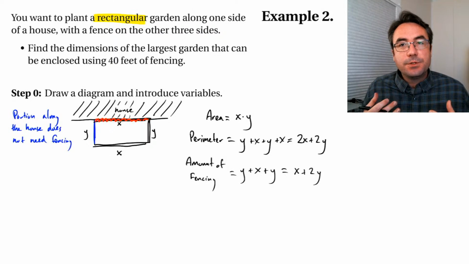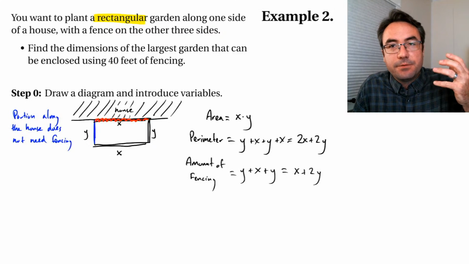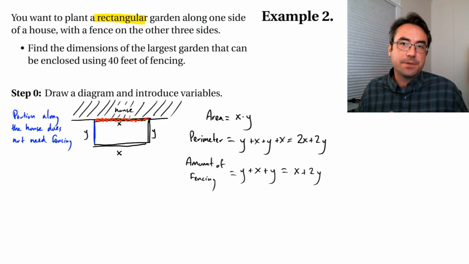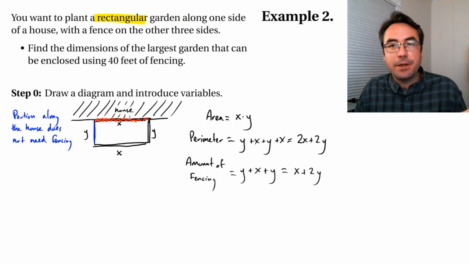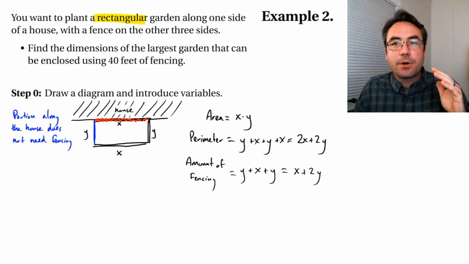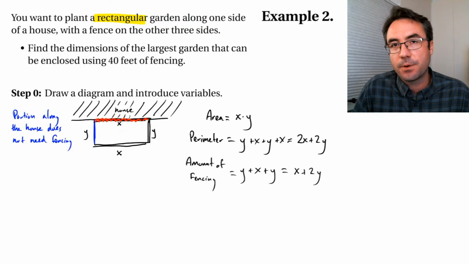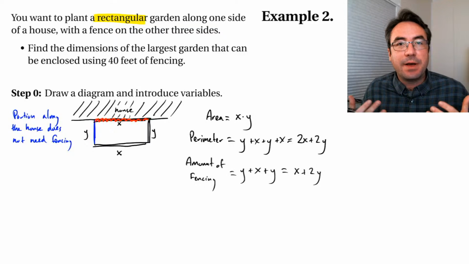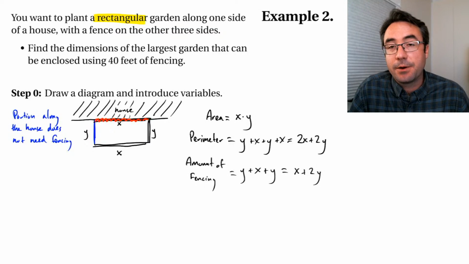So right now we're just going through and developing a mathematical model for this problem. We drew our diagram, we introduced variables, and now we're thinking about what calculations and formulas we might need for this kind of object. So area, x times y, and perimeter possibly, or in this case, more likely the amount of fencing.